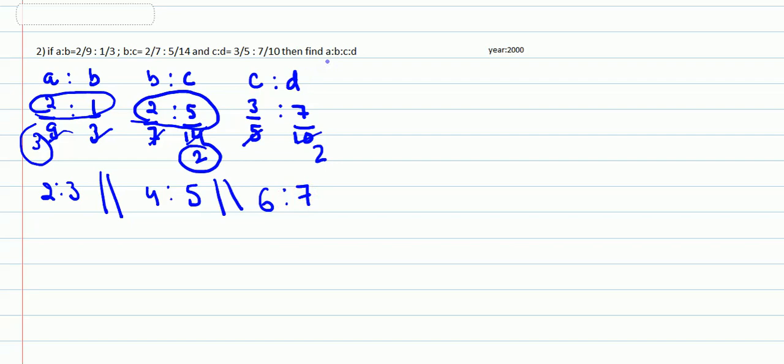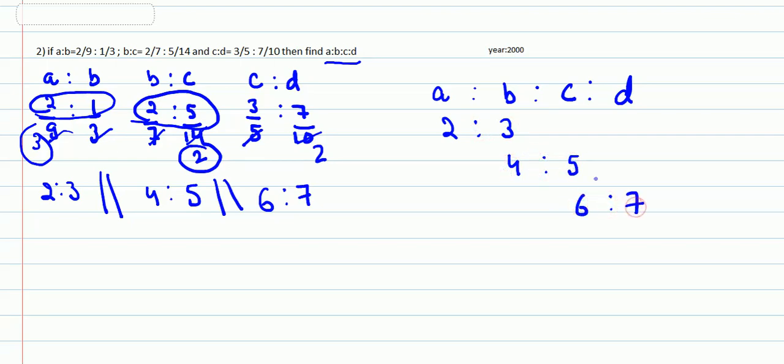Now what we are asked is A is to B is to C is to D. So we'll be following the similar pattern. A is to B is to C is to D. So A is to B is 2 is to 3, B is to C is 4 is to 5, and C is to D is 6 is to 7.